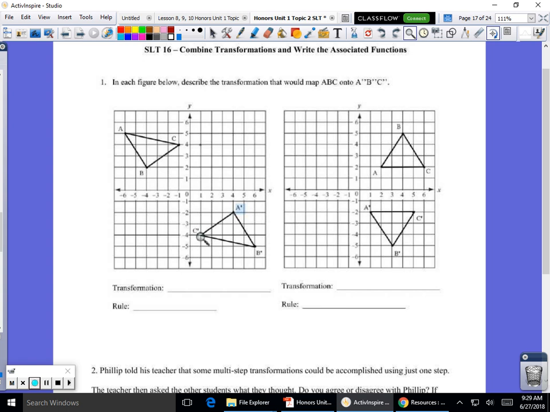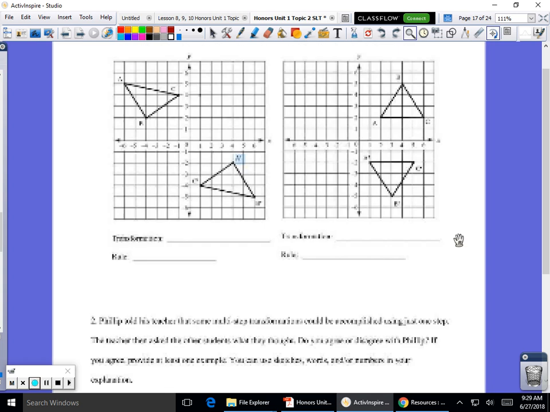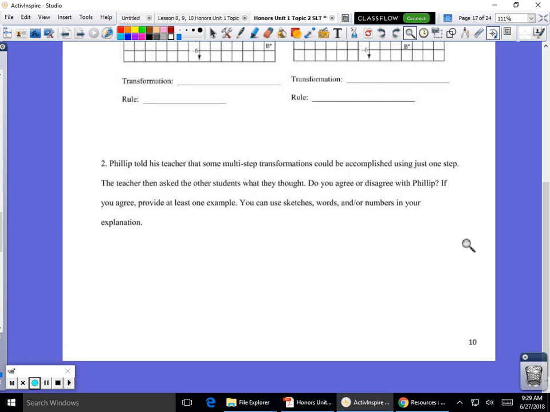Okay, so maybe this was just a rotation. Maybe it was a reflection. And there are multiple ways of getting to the same answer. So I'd like you guys to try that. Work on that for homework. All right, great. That's a good homework assignment.